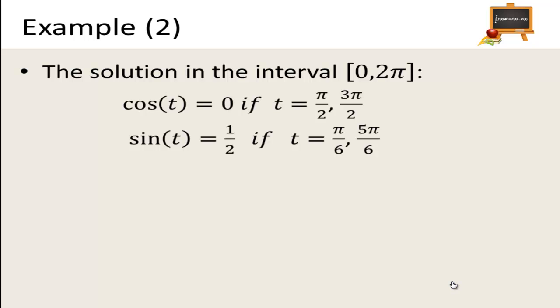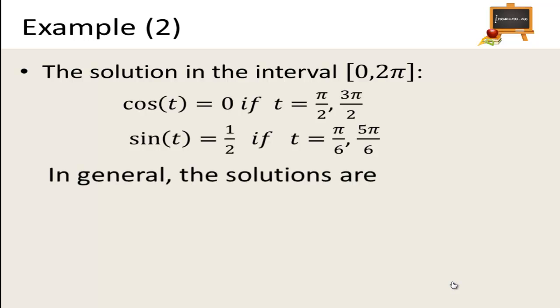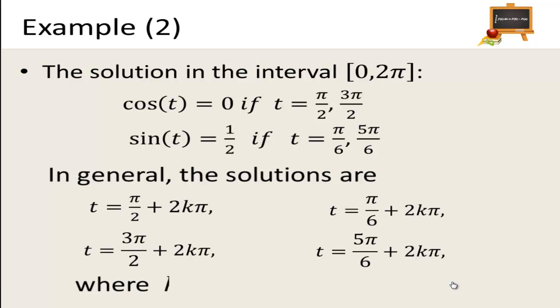Now, since sine is positive in the first and second quadrants, we get these two values for t, pi over 6 and 5 pi over 6. The general solution for all real numbers is obtained by adding an integer multiple of the period 2 pi to each of the obtained values of t.